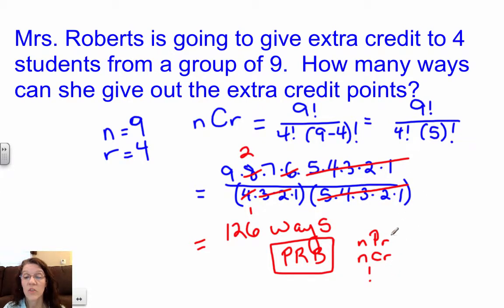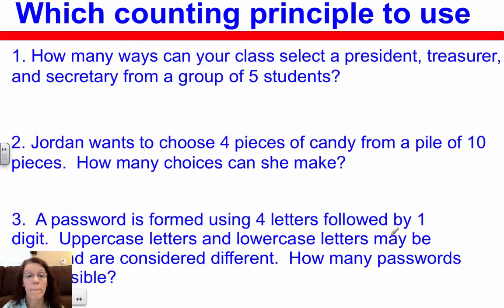All right, let's try a few practice problems. Let's see if you can figure out which ones are which. There are 3 problems here. It says, how many ways can your class select a president, treasurer, and secretary from a group of 5 students? Once you pause this, think about that. Is this a fundamental counting principle? Is it a permutation, or is it a combination? Make your decision, pause it, try the problem, and then check to see if you did it correctly.